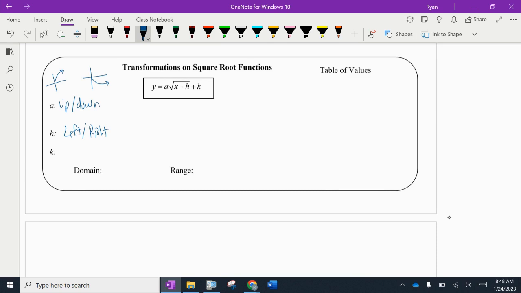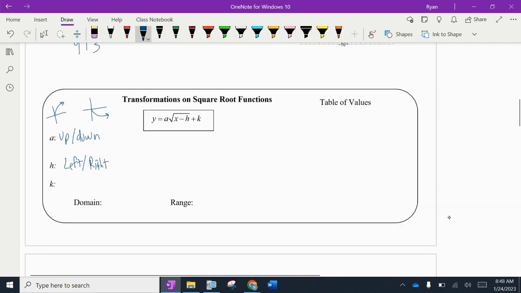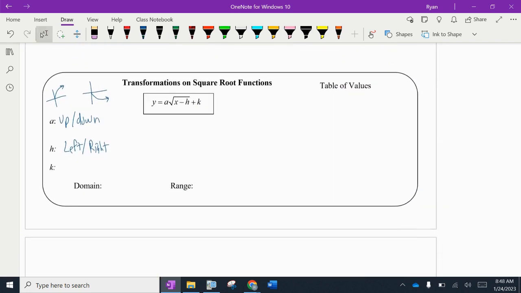If you have some number added at the end, like the -4, what does a number added or subtracted at the end of all of it do? What do we think? Yeah, and it's going to shift it. It's going to shift that vertex in what direction? Not left or right, but up or down. So it impacts that vertex by going up or down with it.